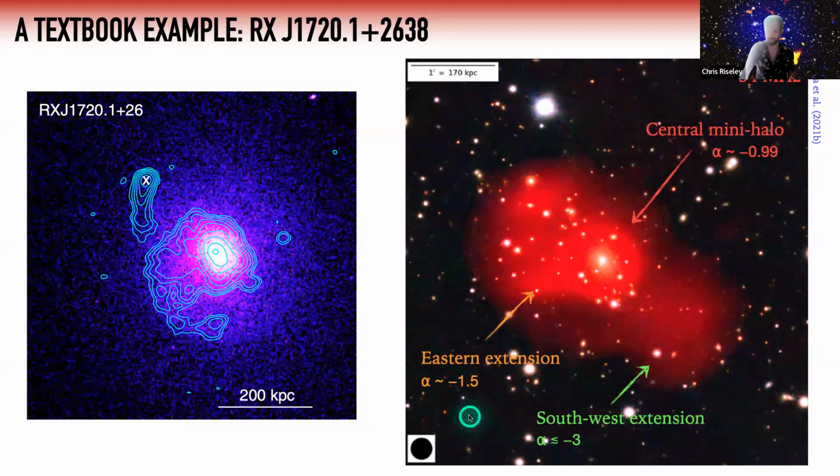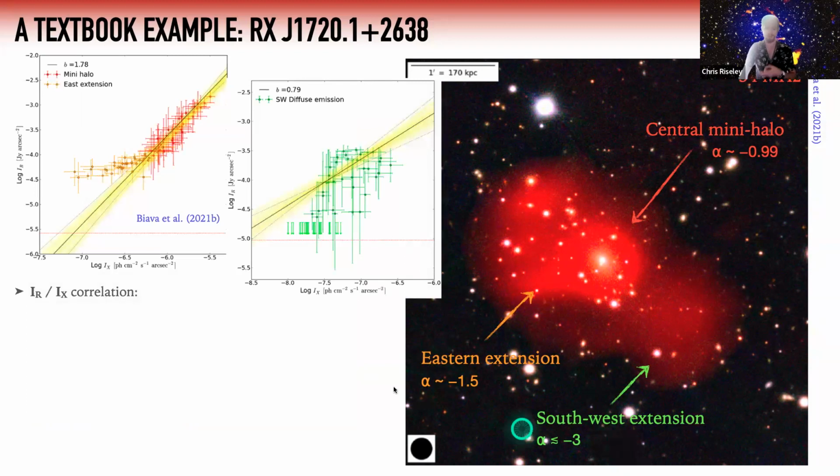The spectral properties are very different in the different regions. You have your typical spectral index of -1 in the center. It steepens towards the east, and then this ultra steep component towards the southwest is extremely steep with a spectral index of around -3. One of the other tools in our toolbox is the radio to X-ray correlation, and you're going to see a few of these plots during my talk.